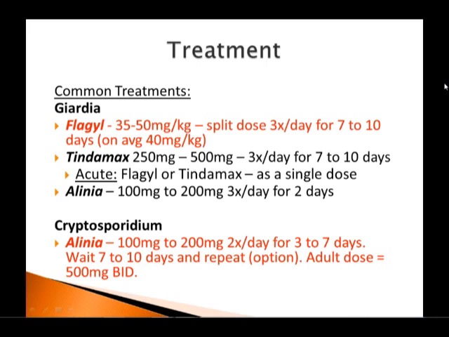Alinea is another medication that has been released in the U.S. over the past 5 years. It's more expensive than Flagyl. It is FDA approved for Giardia and Cryptosporidium from an acute standpoint. And Alinea for kids, usually 100 to 200 milligrams, twice a day for 2 days is what's needed. And the problem with Alinea is that it's fairly expensive. So many insurance companies don't pay for it, and that's why Flagyl is a better option.